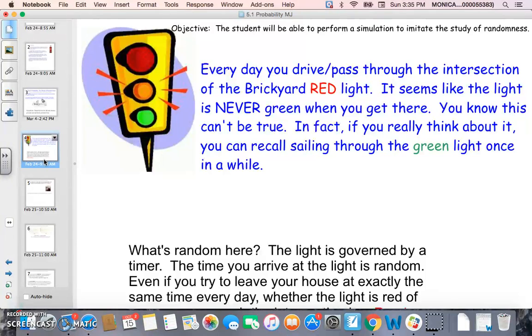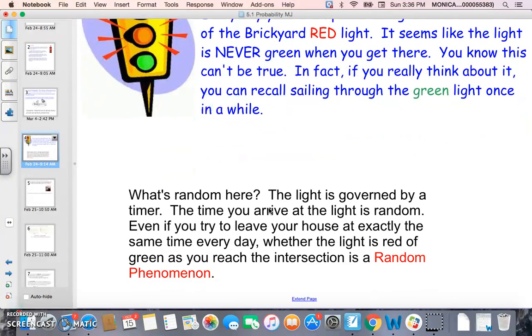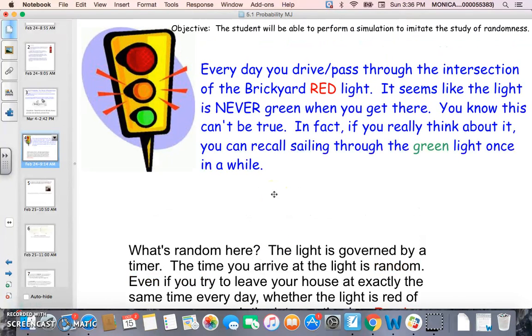So an everyday example: most of you drive to school and you pass through an intersection with a red light. It seems the light is never green when you get there, and you know this can't be true. In fact, if you think about it, you can recall sailing through the green light at least once in a while. So what's random here? The actual light is governed by a timer, and the time you arrive at the light is random. So even if you try to leave your house exactly at the same time every day, whether the light is red or green when you reach the intersection is actually a random phenomenon. So that's one case.